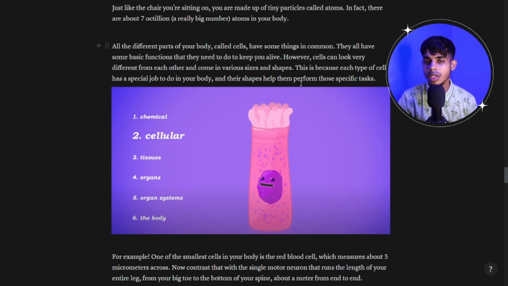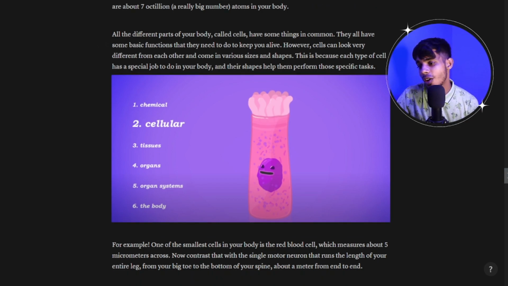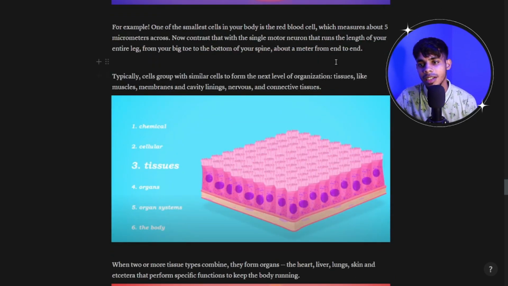So a group of atoms makes a cell. A group of cells will make the next organization, which is called tissues, right? Now one more fact: the smallest cell in your body is the red blood cell, which measures about 5 micrometers across. Typically a group of cells makes the next level of organization, which is tissues. Again, there are different types of tissues: muscle, membranes, epithelial tissue, mucosal tissue, a lot of different tissues. They differ in shape and size because of the functions that they have to do in your body.